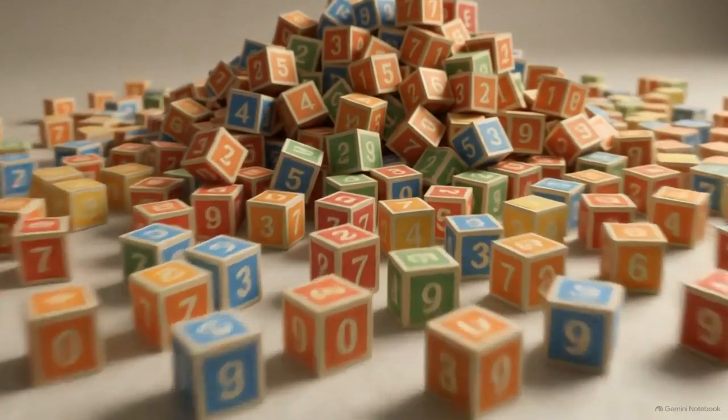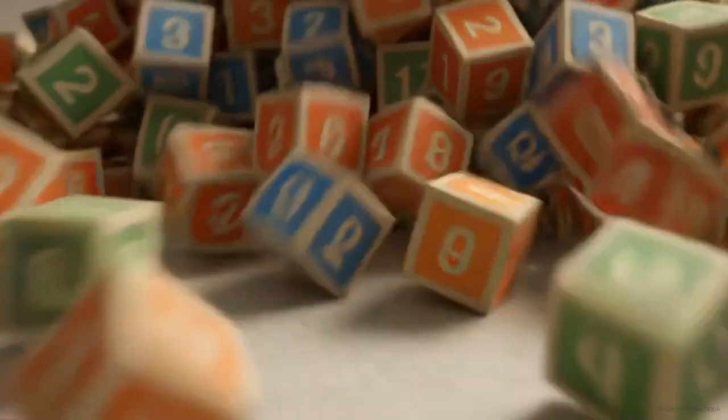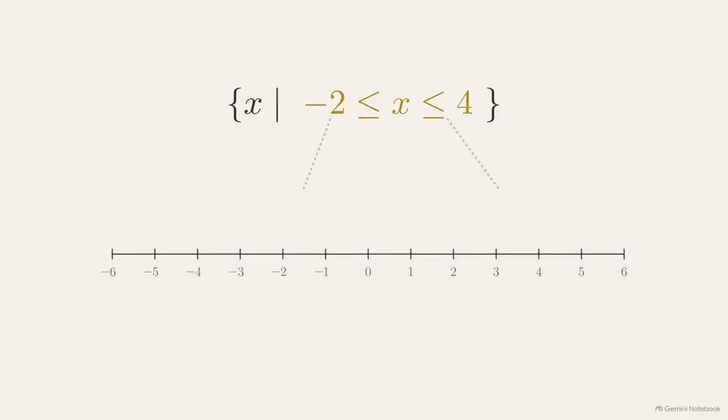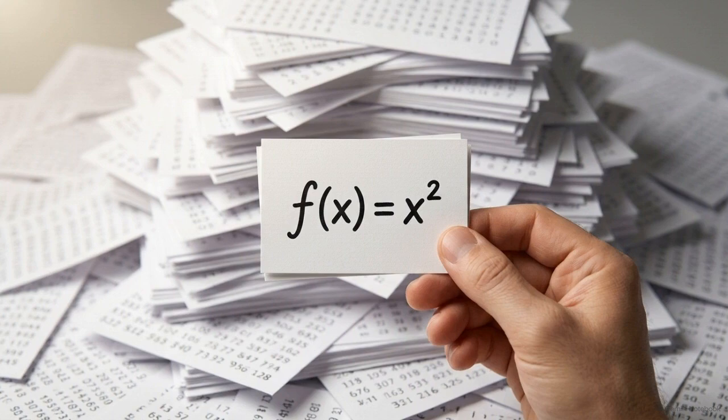When we study calculus, we will often deal with functions that apply to millions of numbers at once. Set builder notation allows us to instantly define all those allowed numbers, known as a function's domain, without having to write out an endless list.